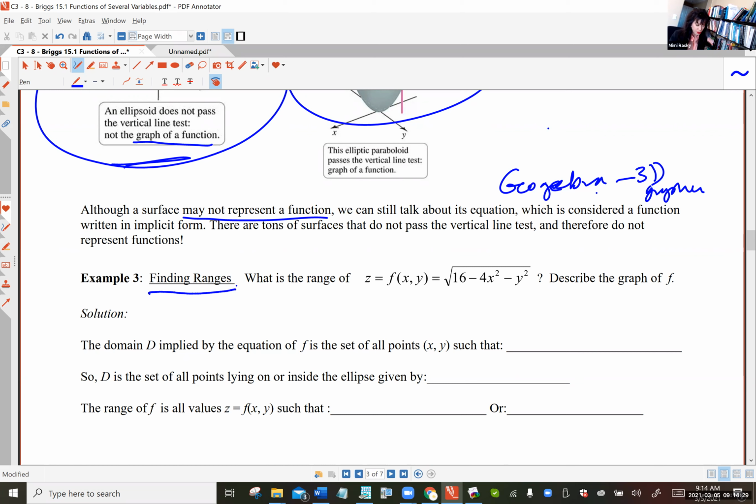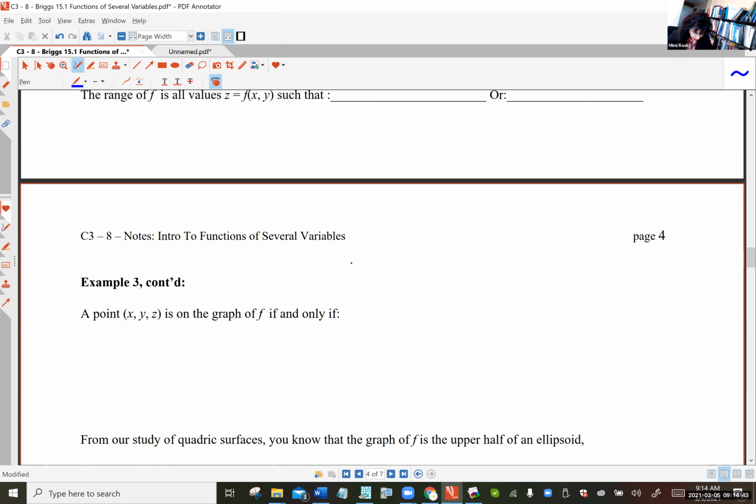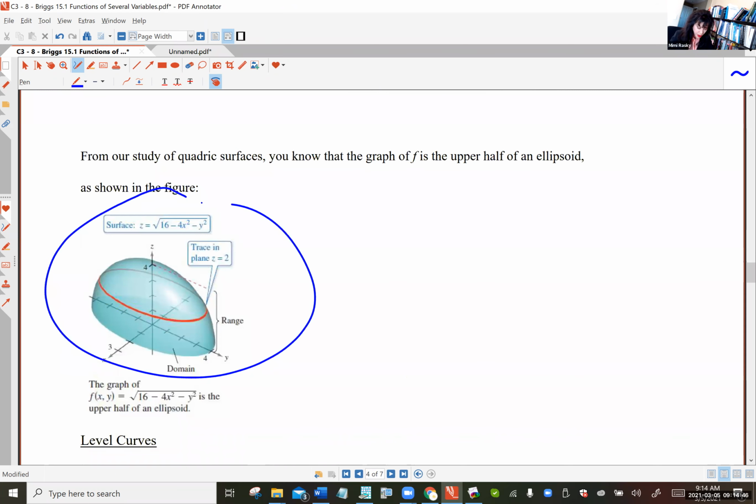Let's find ranges. So what about the output? What are all the possible z values that can get hit by this function? If you graphed it, it looks like the upper half of an ellipsoid. You can tell by looking at the graph that the lowest value of z that gets hit is z equals 0 in the xy plane, and the highest it hits looks like right there. That looks like the max z value occurs at that point.